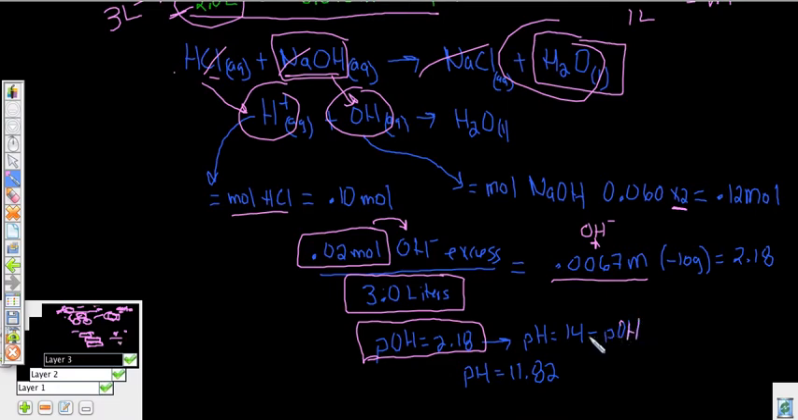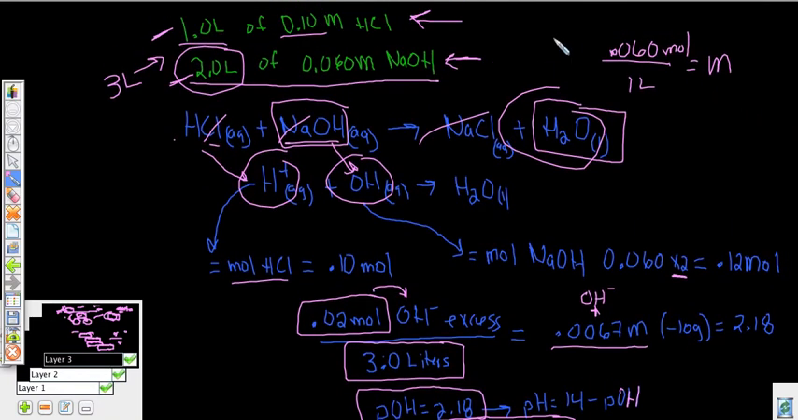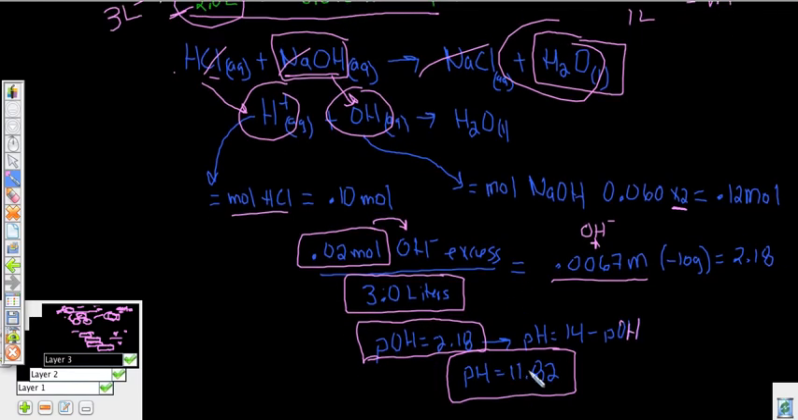So we know the pOH is 2.18. So if I take 14, subtract 2.18 from it, I get 11.82. So the pH of my solution is 11.82. Does that make sense? Absolutely. We figured out that we're going to have an excess of sodium hydroxide, so we know it's going to be basic. A number like 11.82 tells us that it indeed is basic.